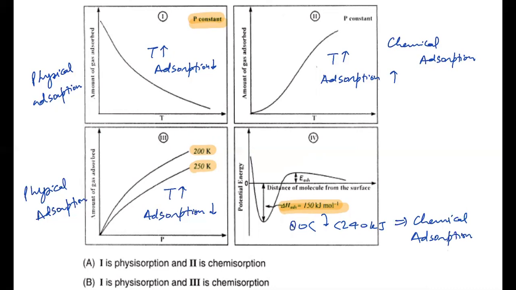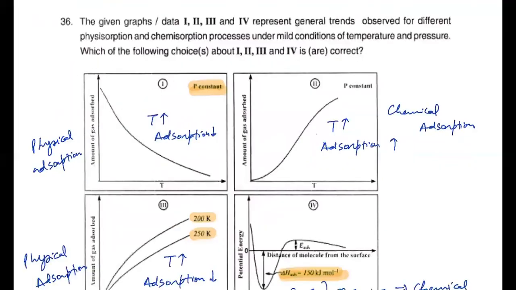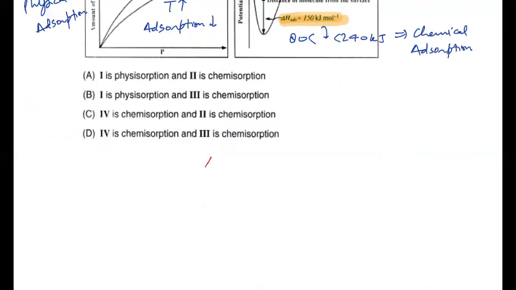Now you can easily mark the options. First one is physical adsorption, correct. Second is chemical adsorption, correct. Third is physical adsorption, so the option stating chemical adsorption is wrong. Fourth is chemical adsorption, correct. And then the option stating the third is chemical adsorption is incorrect. So according to the options, the answer must be A and C. So your answer is A and C.